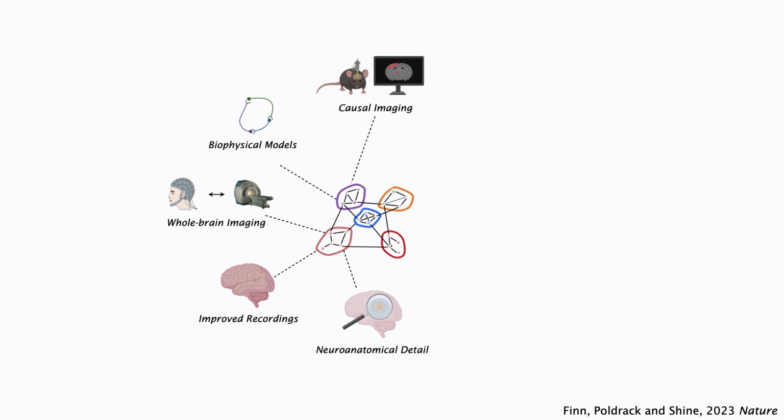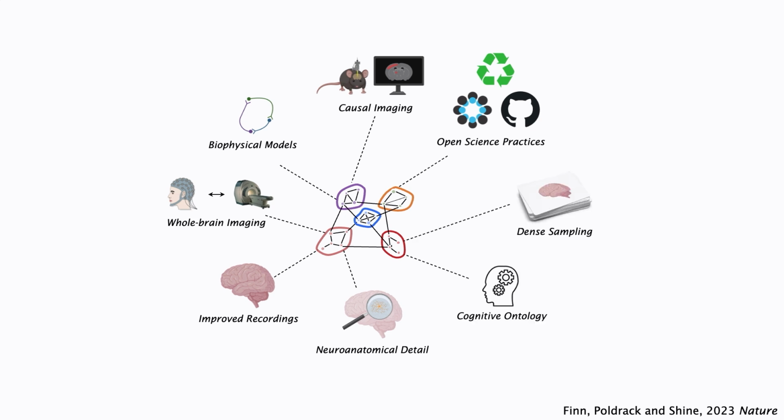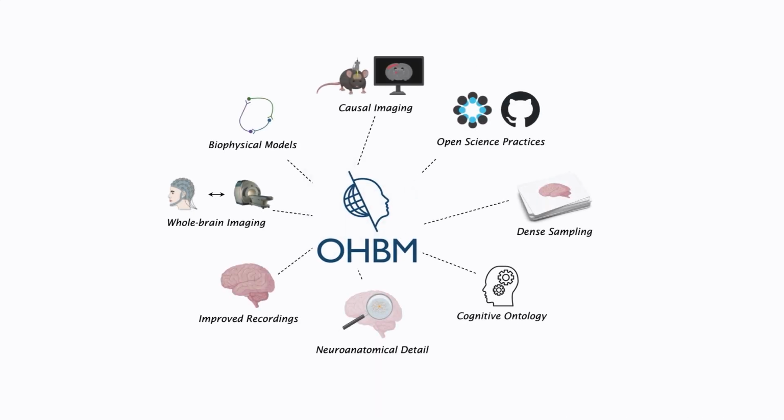I think improved recordings will help this a ton, and we're really excited to see what comes out in the next few years. But really, the open science practices and the sharing of data are just so crucially important. We often have our heads in the clouds thinking about ideas, neurobiology and physics. Being able to lean on these really amazing data sets is super helpful for my group and the people that will do the work that we do. And I didn't make any contact with it today, but I really think dense sampling and really taking seriously this notion of cognitive ontologies is going to be really important for us making progress here as well. But importantly, this is what OHBM does.